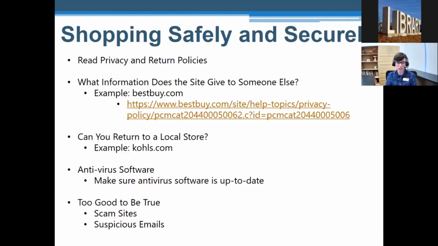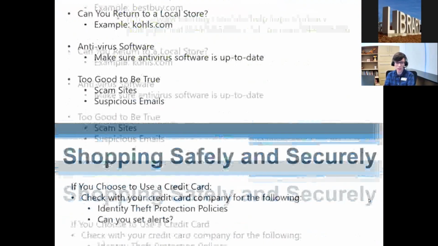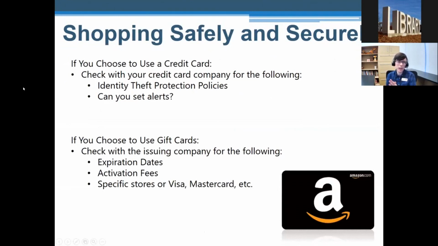Okay, let me get onto our next slide here. There we go. Okay, so there's another way to use payment on a website. Instead of using a credit card, say you're not sure you want to use a credit card, you can use a gift card. For example, your favorite store might have a website online that accepts gift cards. Now, if you are using a credit card, you probably want to check with your credit card company to see if they have any identity theft protection policies. Can you get alerts about spending, about suspicious activity?